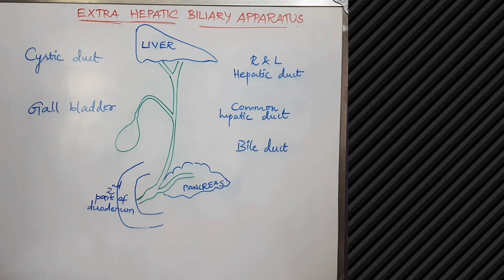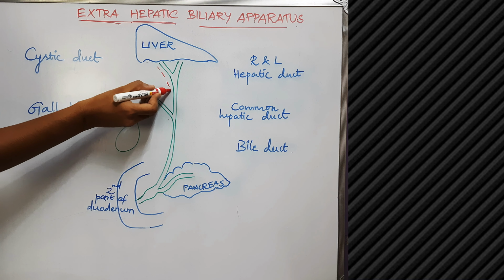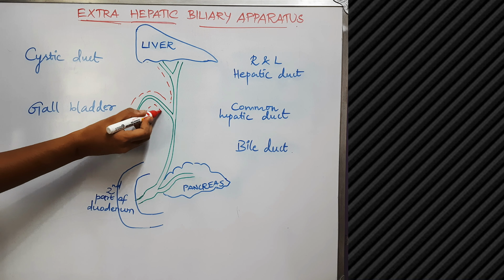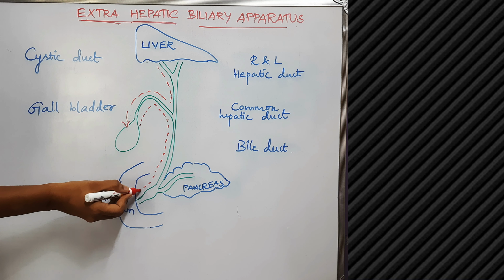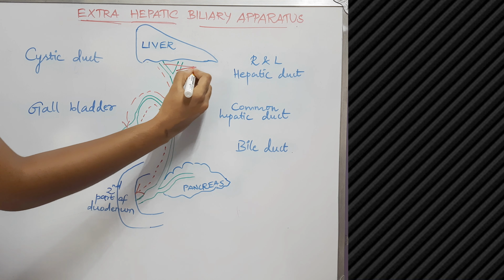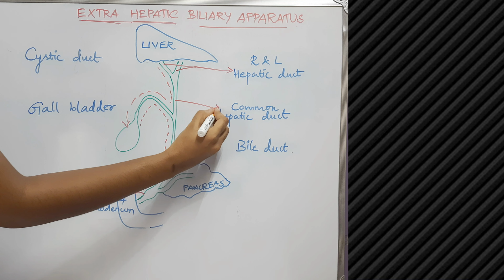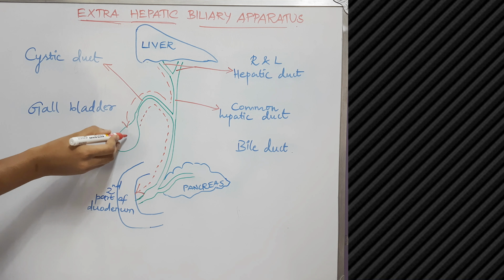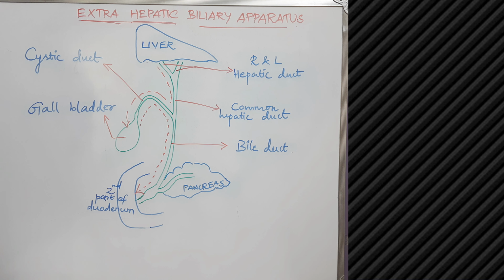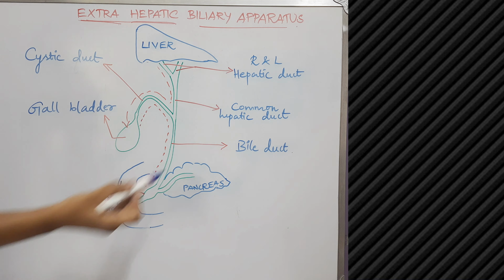In this video, we are going to learn about extrahepatic biliary apparatus. The extrahepatic biliary apparatus collects the bile from the liver and it is stored in the gallbladder. And when a fatty meal is taken, this bile from the gallbladder is going to be transmitted to the second part of the duodenum. This extrahepatic biliary apparatus consists of right and left hepatic duct, common hepatic duct, cystic duct, gallbladder, and bile duct. These all five together contribute to the extrahepatic biliary apparatus.